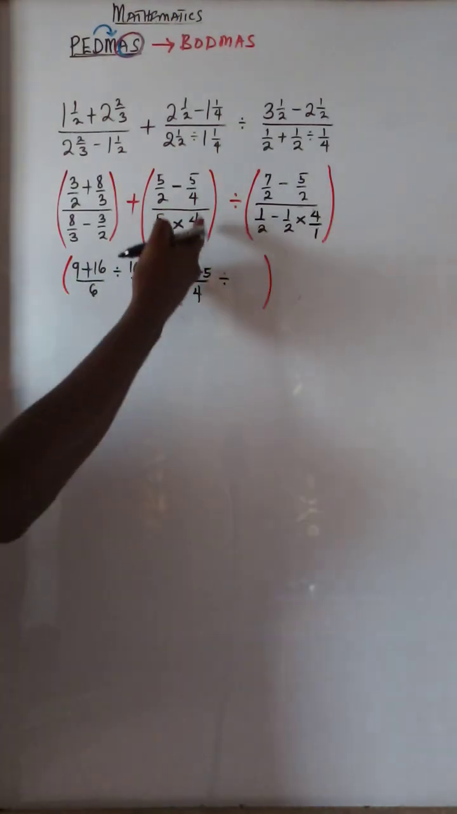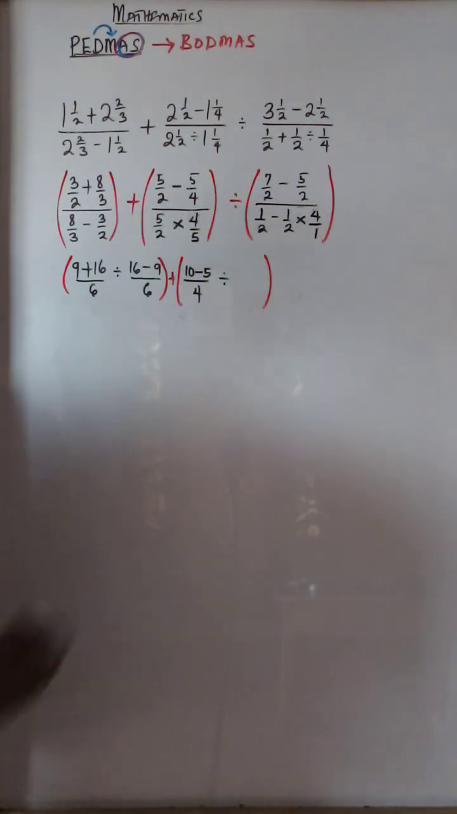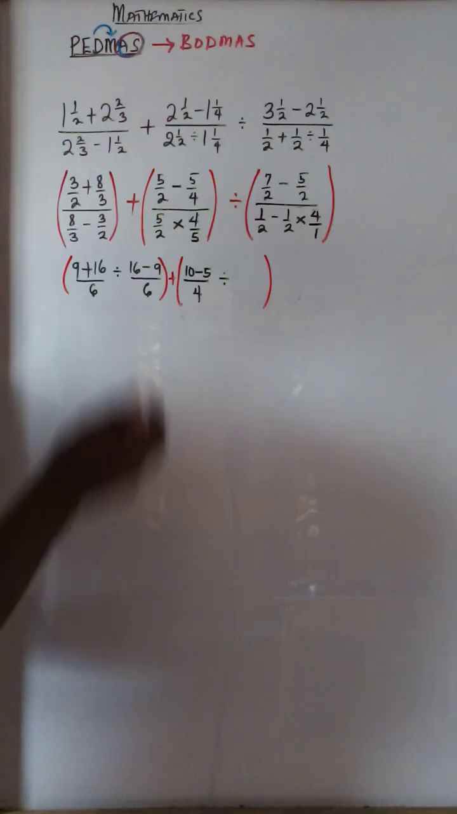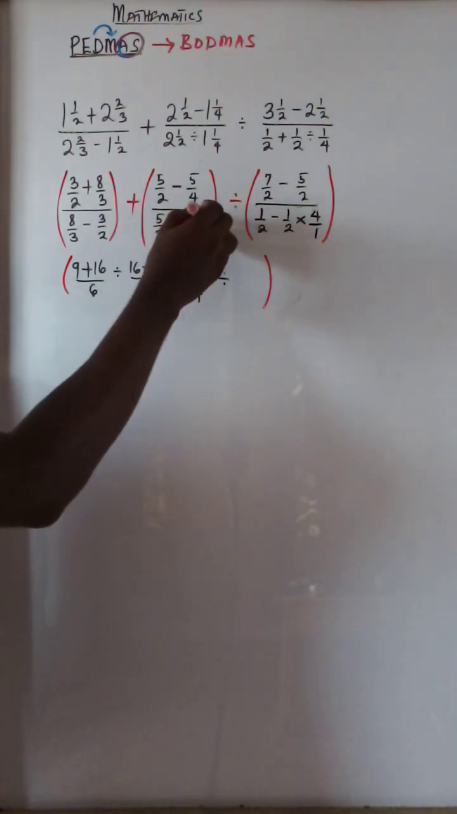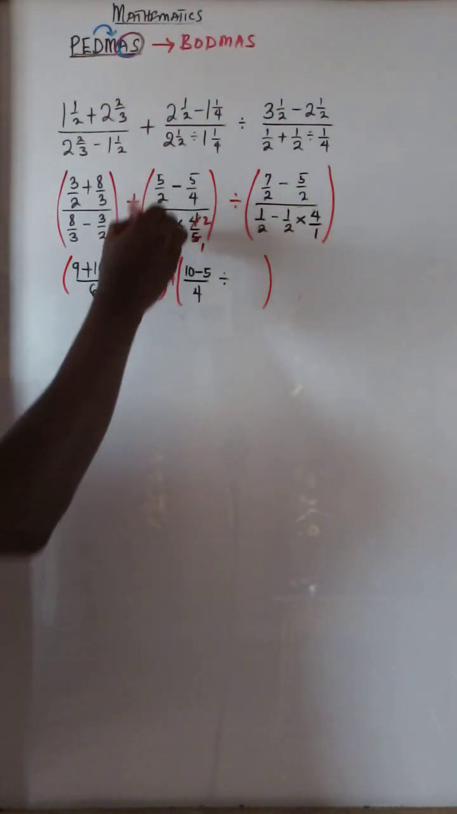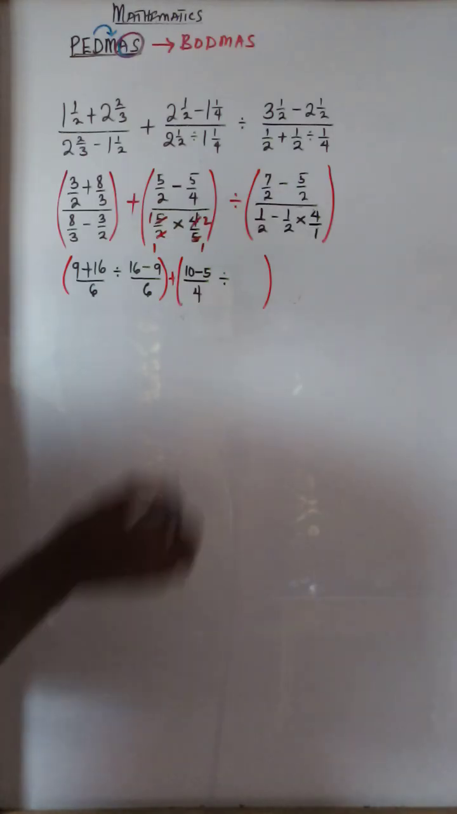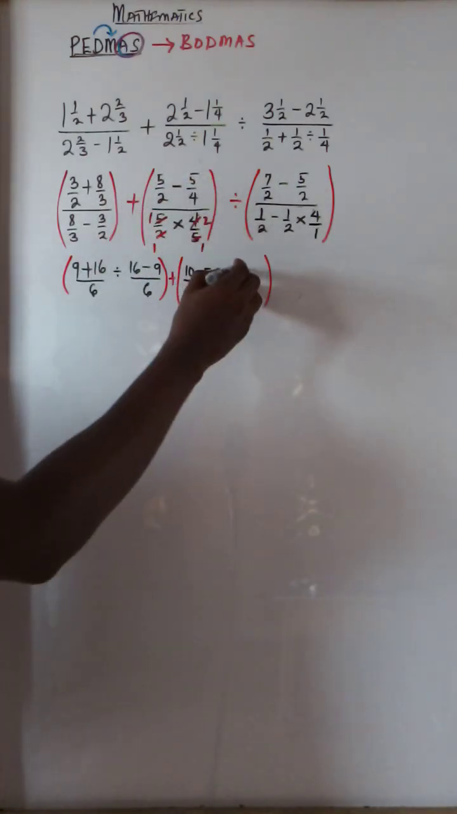Then the denominator. For the denominator, we can cancel here. Why? 2 here, 1. 2 here, 2. 5 here, 1. 5 here, 1. So what do we have there? We have 1 times 2, 2, over 1 times 1, 1.